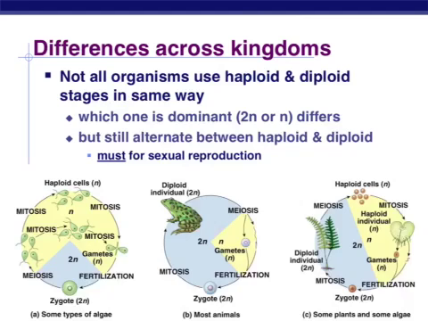You have to alternate your condition so that you can go through sexual reproduction. So anything that does sexual reproduction is going to spend time going back and forth between haploid and diploid.